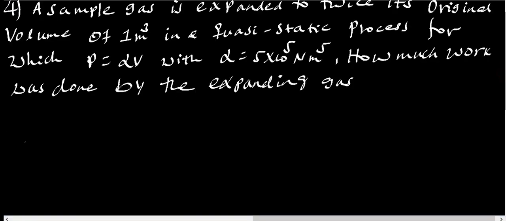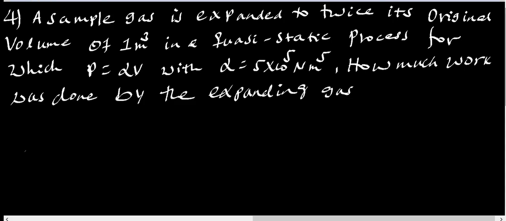Question number 4 is this one. A sample gas is expanded to twice its original volume of 1 meter cube in a quasi-static process. Quasi-static process means a slowly expanding process for which P is equal to alpha times V, with alpha being 5 times 10 to the power of 5 newton. How much work was done by the expanding gas? Okay.